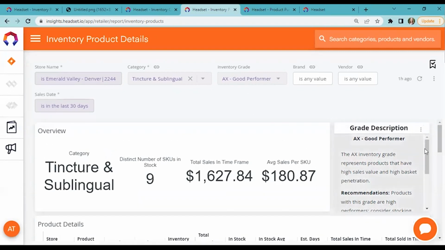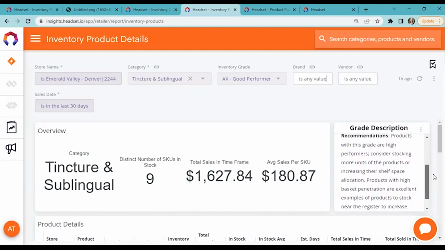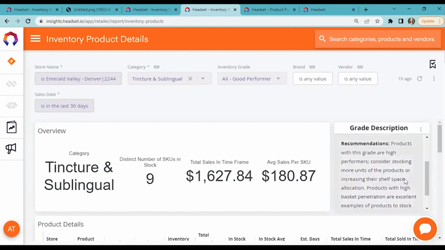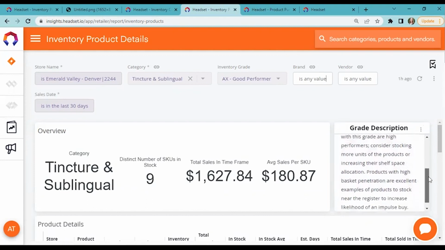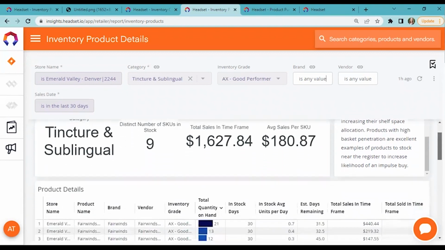Over here on the right is a little description, so if you don't want to hop back and forth into that grading matrix, it'll give you an idea of what the AX inventory grade represents and what the recommendations are. It gives a lot more detail on what recommendations we might have for you when you're looking to increase the sales of these good performers.